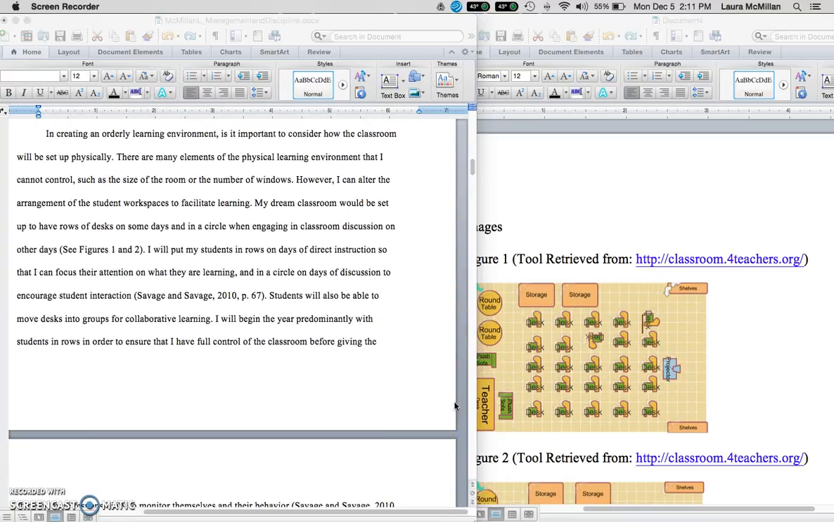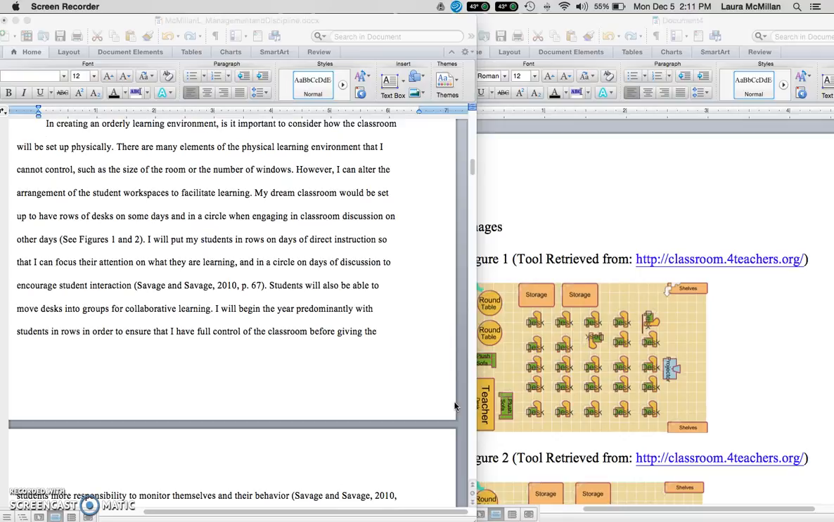In creating an orderly learning environment, it is important to consider how the classroom will be set up physically. There are many elements of the physical learning environment that I cannot control, such as the size of the room or the number of windows. However, I can alter the arrangement of the student workspaces to facilitate learning. My dream classroom would be set up to have rows of desks on Sundays and in a circle when engaging in classroom discussion on other days.